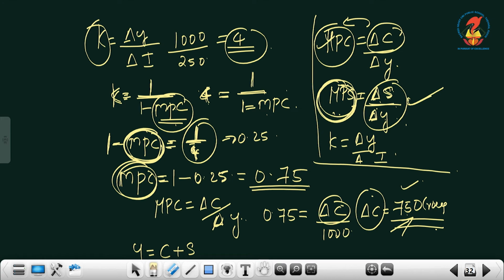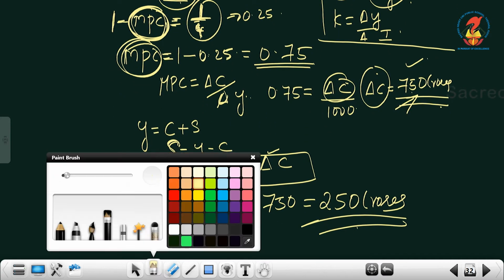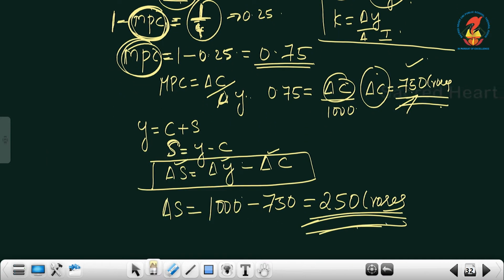What is the answer which you got here? Delta S, you got it as 250 crores. Please try it out. You will get the same answer. So anyway you can do. I have used an easy method for you because both delta Y and delta C are present here. So substitute the value because you know S is equal to Y minus C. Therefore delta S is equal to delta Y minus delta C. So you can directly use that formula instead of using the other one. You can do it in the other way also. Try it out. Definitely you will get the same answer.